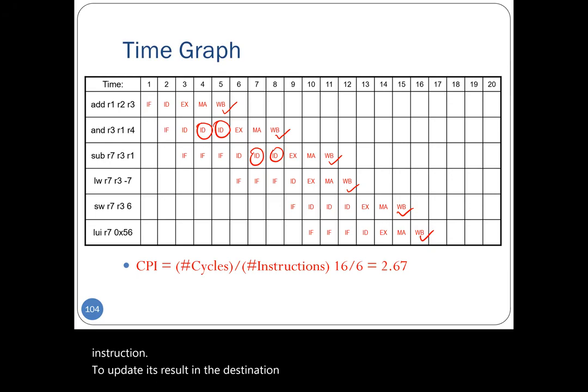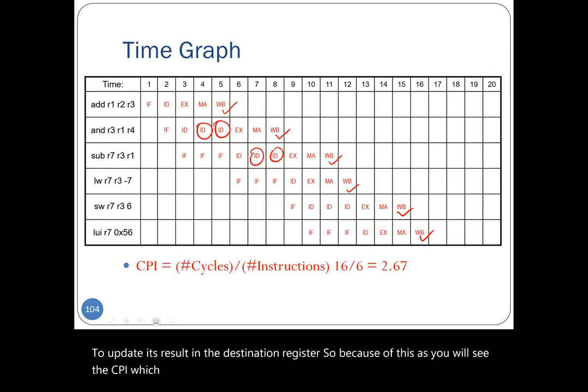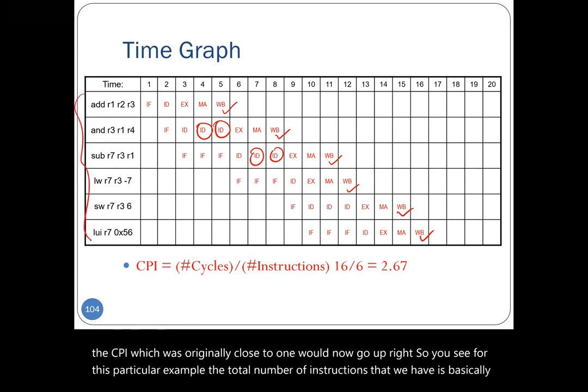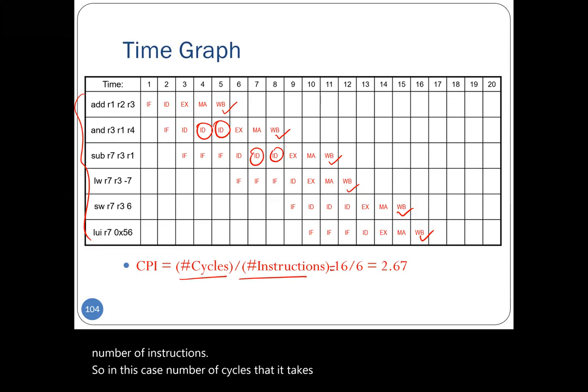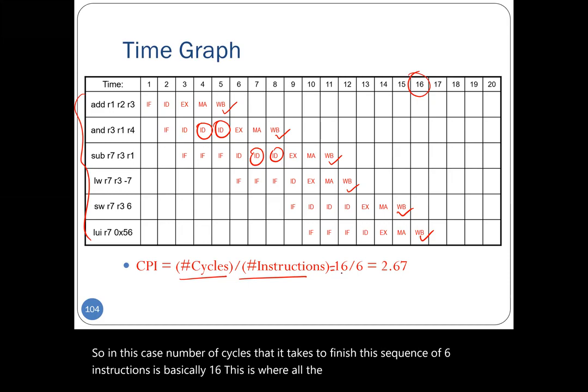Because of this, as you will see, the CPI, which was originally close to 1, would now go up. For this particular example, the total number of instructions that we have is 6. Recall that CPI is the number of cycles divided by the number of instructions. In this case, the number of cycles it takes to finish this sequence of 6 instructions is 16. This is where all the instructions finish. So the CPI is 16 divided by 6, which is 2.67.